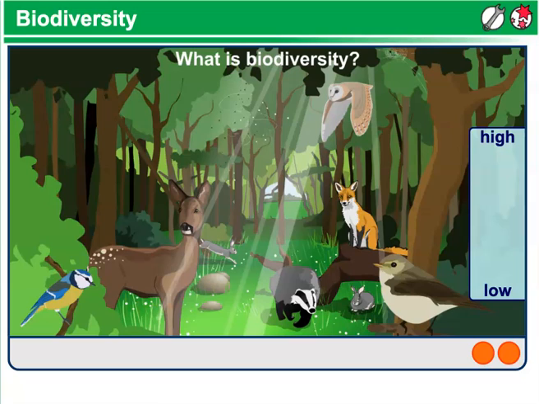Let's explore biodiversity further. In this image, we can see high biodiversity. There are a large number of trees, shrubs, animals, plants. There's probably a number of lichens or fungi or other species of organisms that we can't see in the image. And other organisms are interdependent upon them.